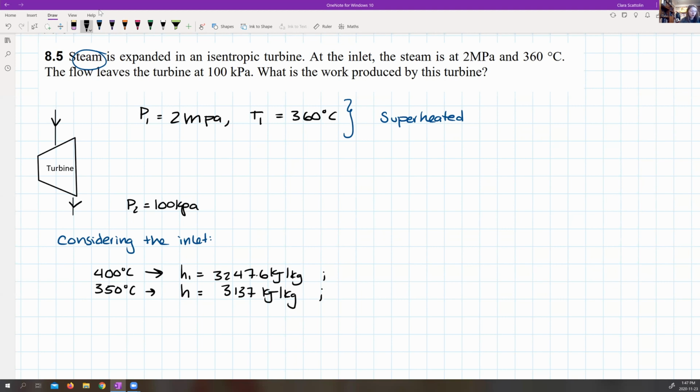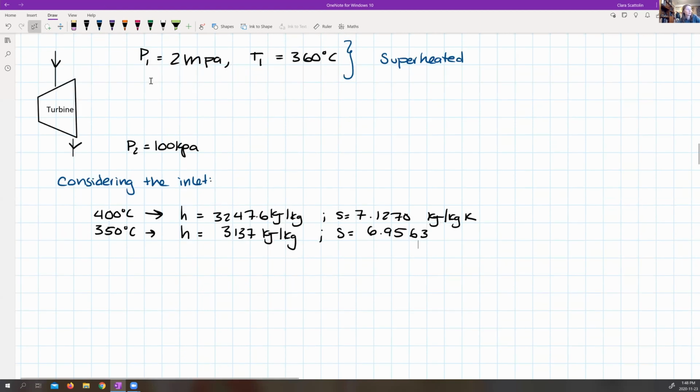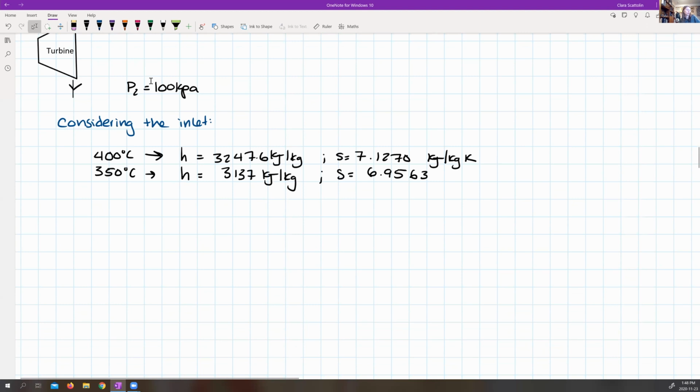kilojoules per kilogram. And then at these values I'm also going to look at the entropies. So at 400 degrees, I have 7.1270 kilojoules per kilogram Kelvin. And then I'm also going to have an S of 6.9563. So I interpolated between these numbers. I think the solution just rounded to one of them, if I'm not mistaken. I chose to solve it with the interpolation.